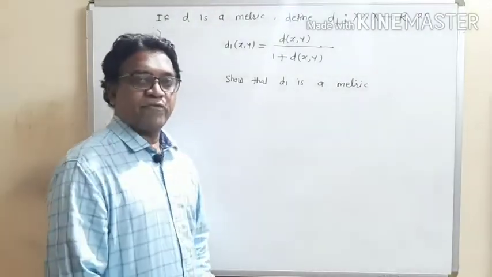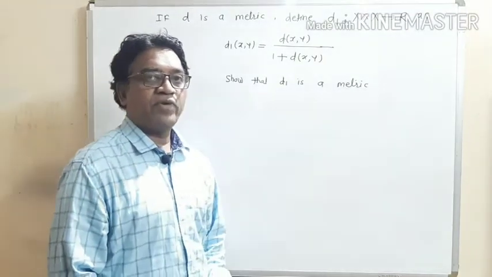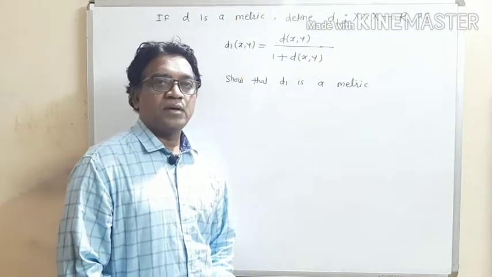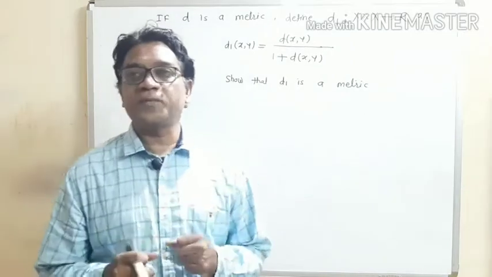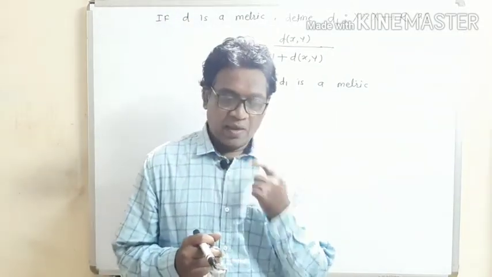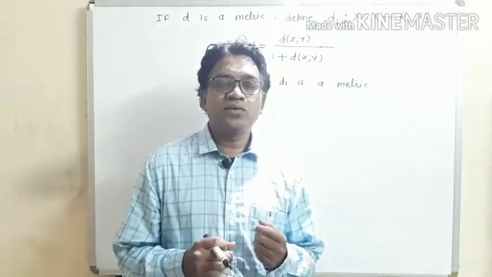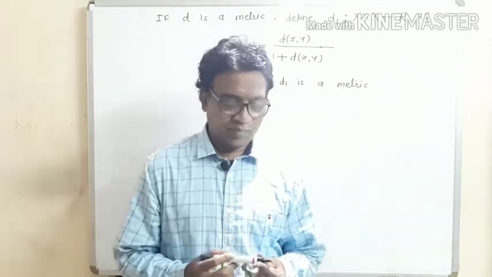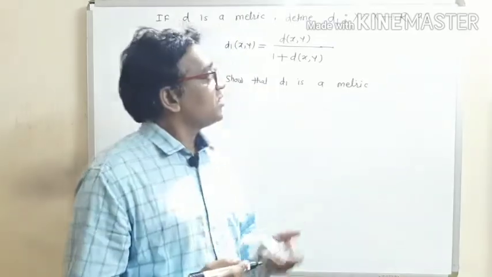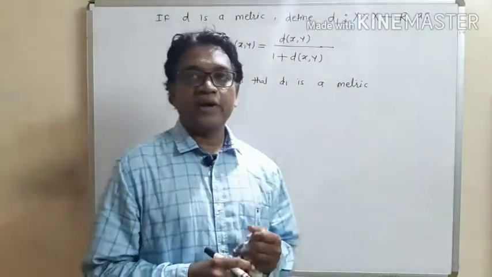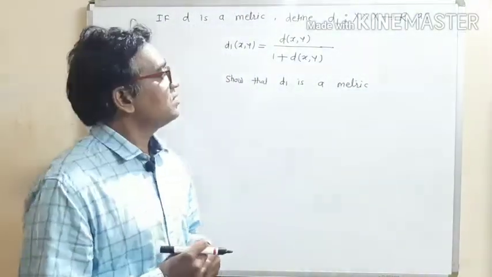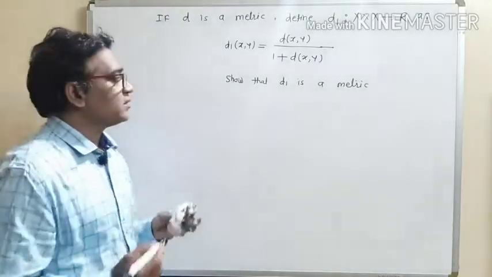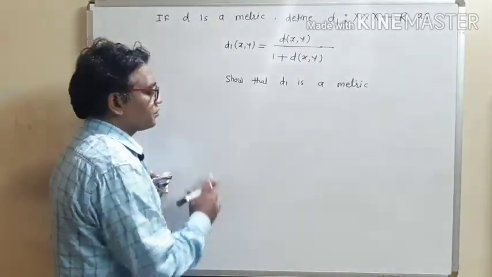Now in the previous video, we have seen the definition of metric space and we have taken two examples on metric space. Now let us take some more examples on metric space. Now see what is meant by metric space. This is the definition.